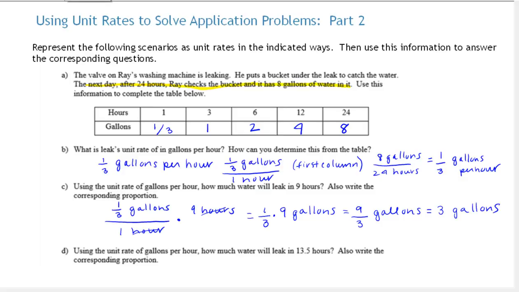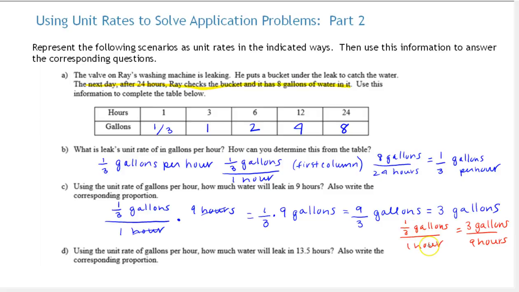Now let's write the corresponding proportion. We're a little low on room. So we can say 1/3 gallons is to 1 hour, as 3 gallons is to 9 hours.